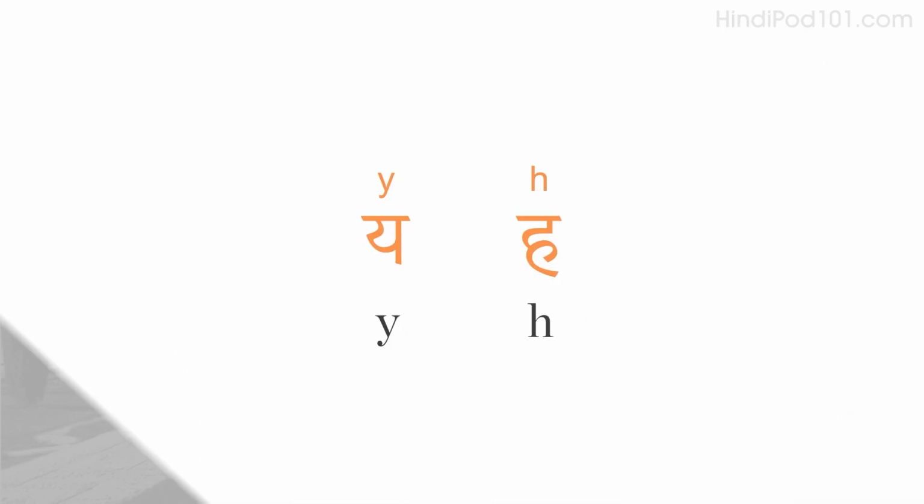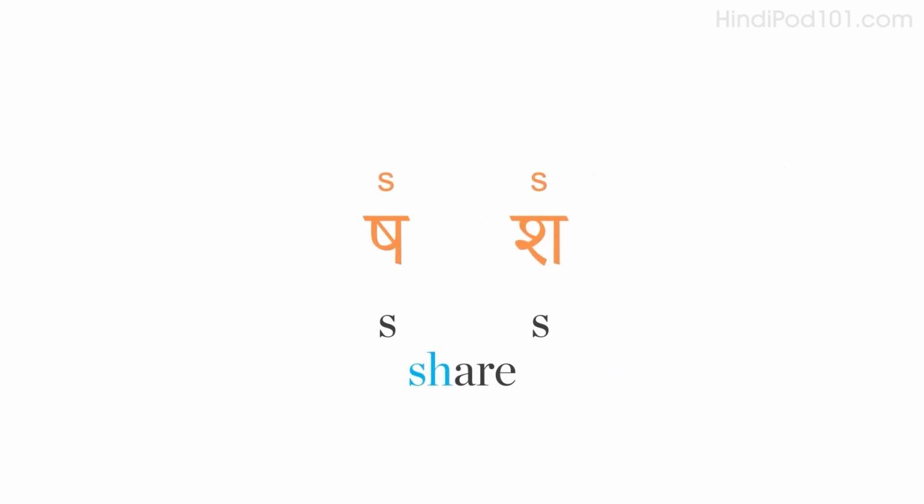Let's first take a look at the consonant H. It sounds like the letter H in the English word hug. We also have Y, which is like the sound of the letter Y in the English word yak. There are two letters that sound like the SH in the English word share. These are sh and sh. They sound the same when spoken. We will use the small letter s to denote them both from now on.